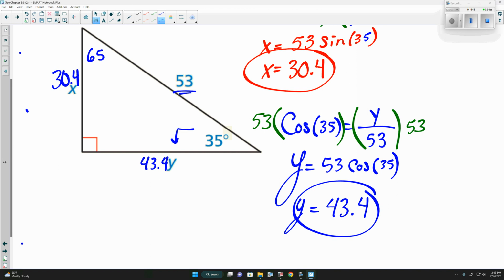So it shouldn't be 65, it should be 55. Questions? Are we ready for the next one?